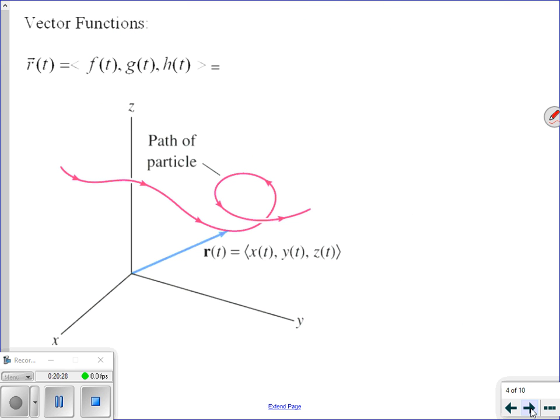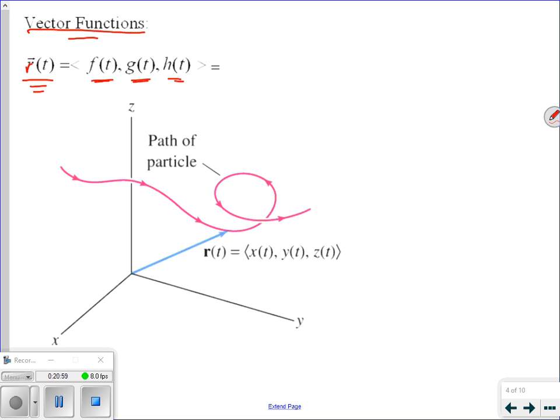All right, I really like this slide because it's helping us see the difference, I think, between vectors and parametrics. So we're going to use the form R of t to define our vector's equation. We're going to use R of t.